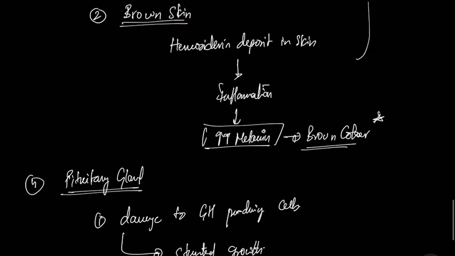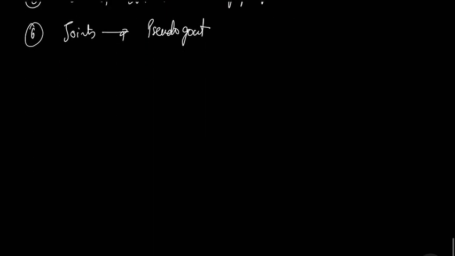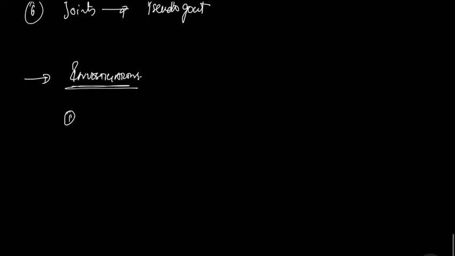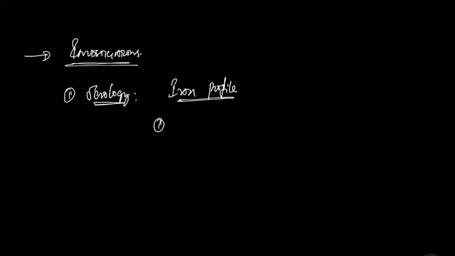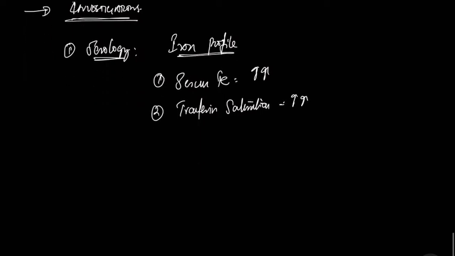All right, now, so these were the organs affected. There were 6 organs. All right, so now we'll be coming to the investigations. All right, so the first investigation is your serology. All right, we will look at the iron profile of the patient. All right, so what does the iron profile show? That the serum Fe is increased and your transferrin saturation is also increased.